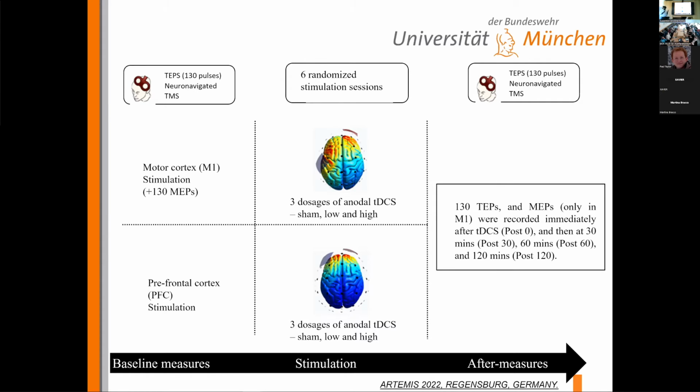So 3 in the motor cortex, the left M1: the standard protocol of 1 milliampere for 15 minutes, the optimized protocol of 3 milliamperes for 20 minutes, and then sham, and the same thing in the prefrontal cortical area. So that is our 6 randomized sessions. As you can see, the electrodes are in the prefrontal cortical area and in the motor cortex. And of course, in the motor cortex, we measured MEPs as well. So 130 single TMS pulses in both locations. And we measured the after effects immediately after tDCS, and then 30 minutes, 60 minutes, and 120 minutes after tDCS. Very simple design, actually.